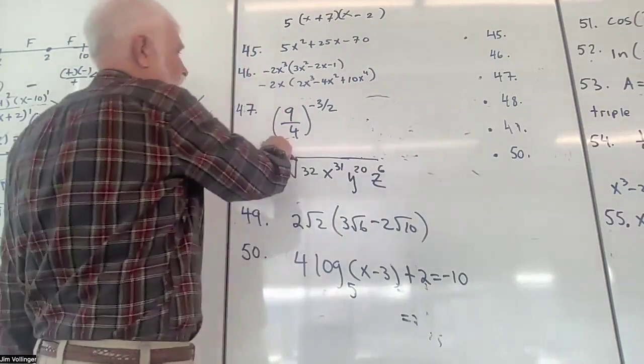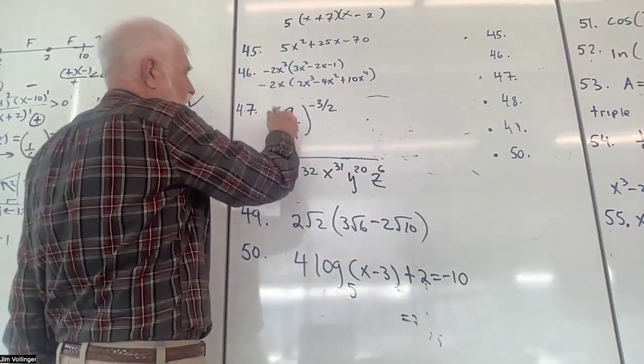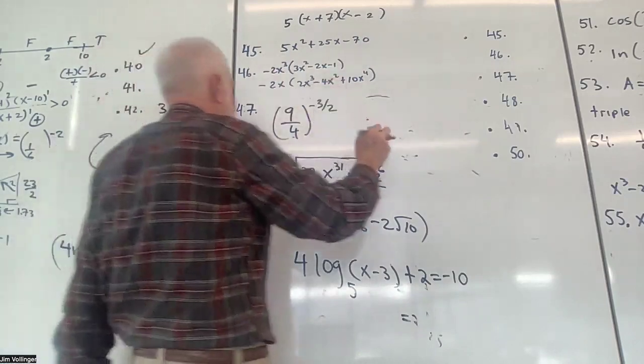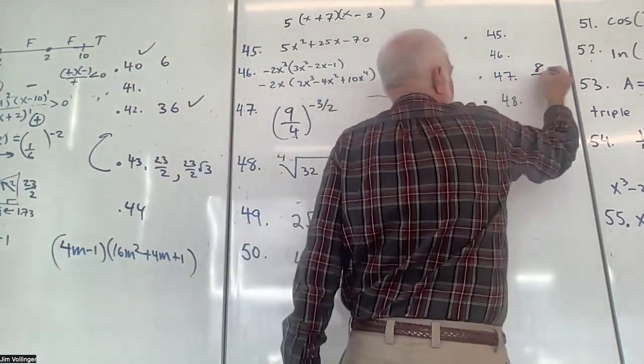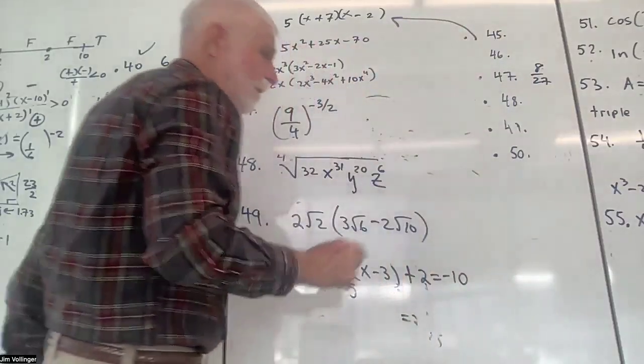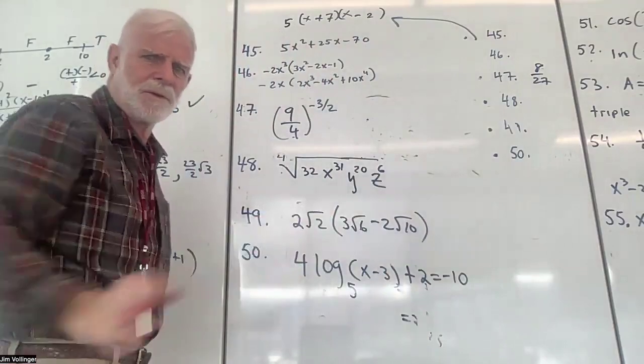I'm not going to write this one out. I'm going to flip it, 4/9. I'm going to take the square root, 2/3. I'm going to cube it, 8/27. So that's 8 over 27. 45 is right there. In case somebody's moving that cursor all over the place.